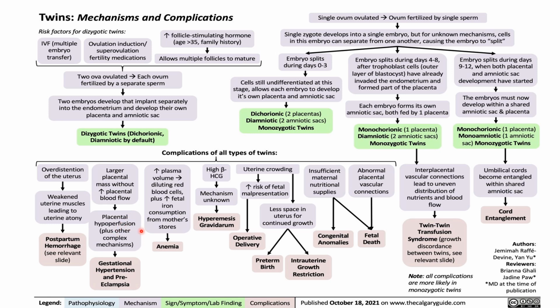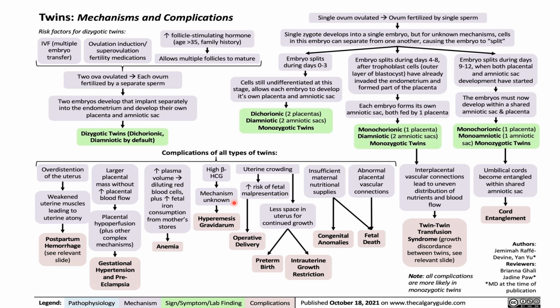and other complex mechanisms which will predispose this patient to having gestational hypertension and preeclampsia. Increased plasma volume, as we said before, dilutes red blood cells, because the red blood cells do not increase. Plus increased fetal iron consumption from the mother's source, you will predispose the patient to having anemia, that is the fetus, and also the mother.